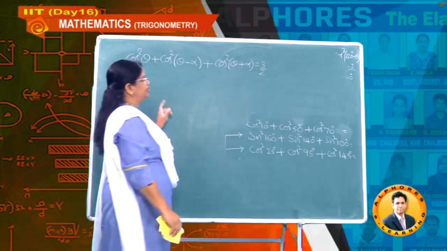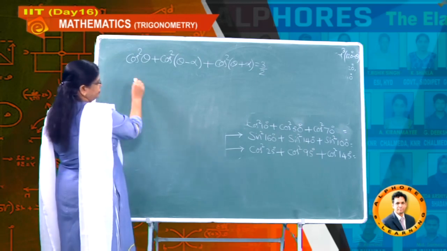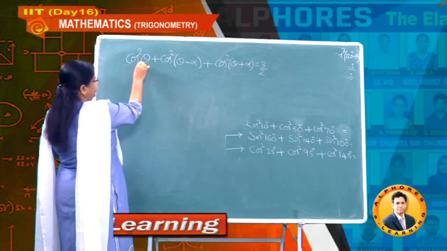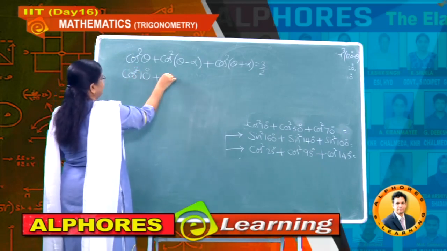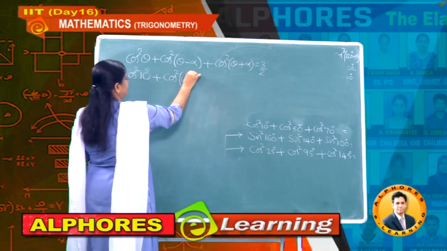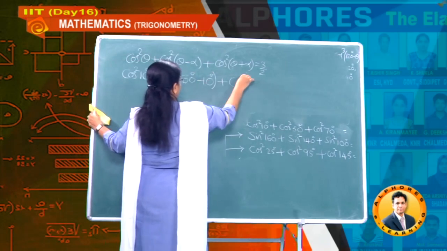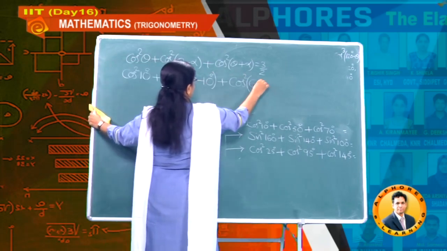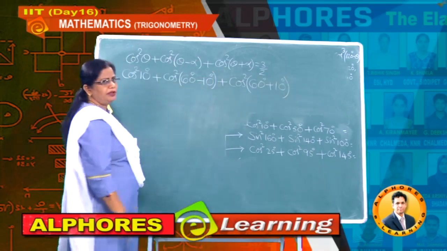Now students observe, after you write in this way, then in this problem, this value theta is how much here? 10 degrees. So this is cos square 10 degrees plus cos square, and now I am writing that 50 as 60 minus 10, okay. And next value plus cos square of, it is nothing but 60 plus 10, got it. So exactly the formula is suitable here.